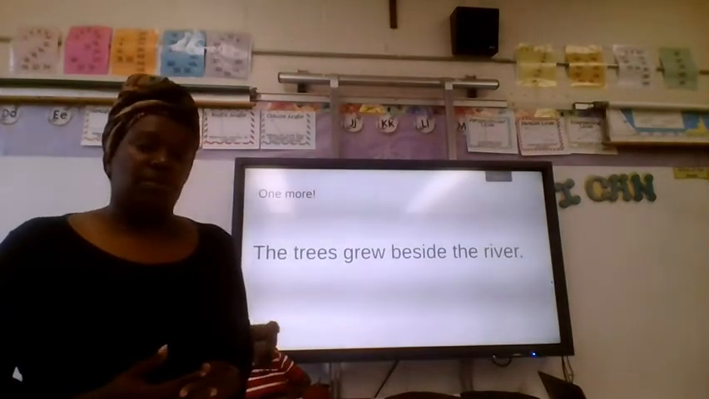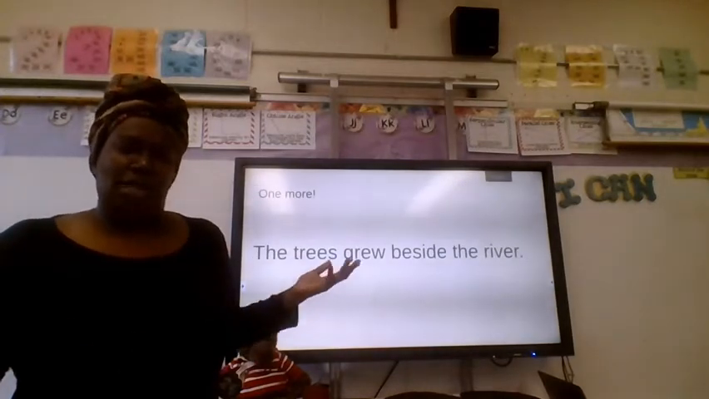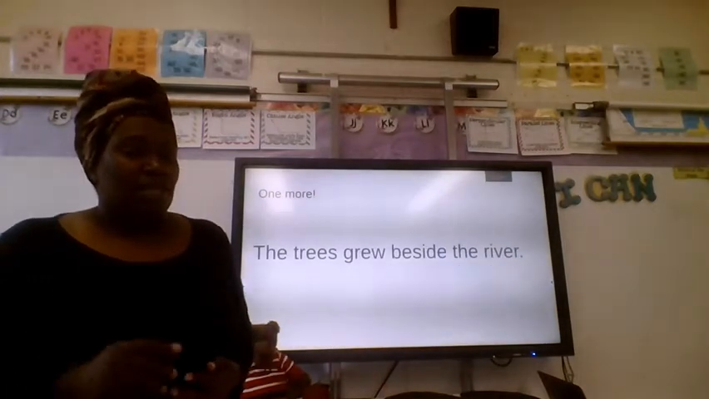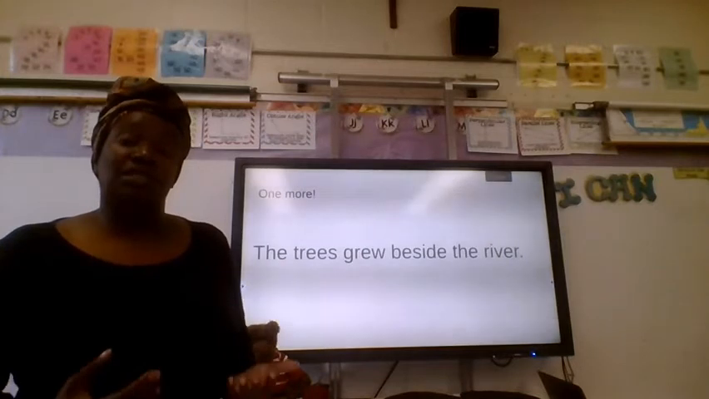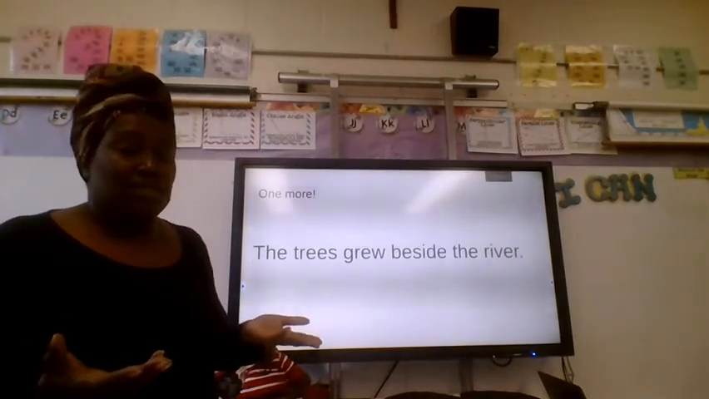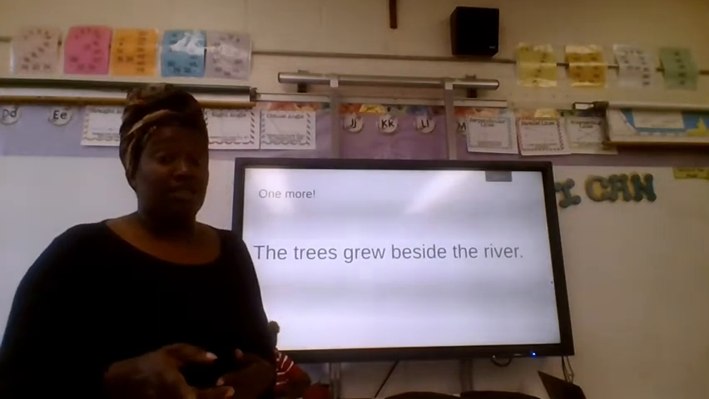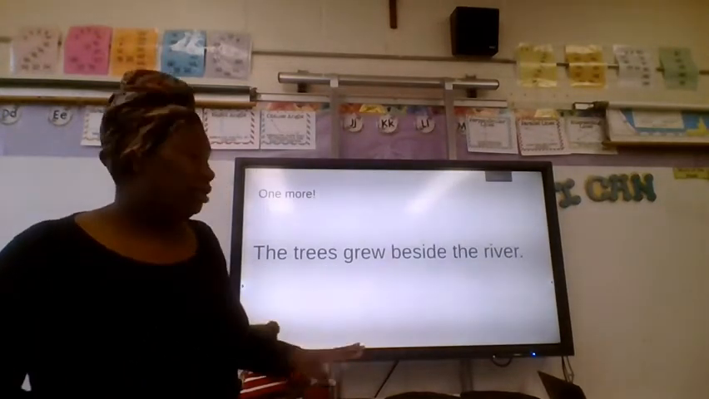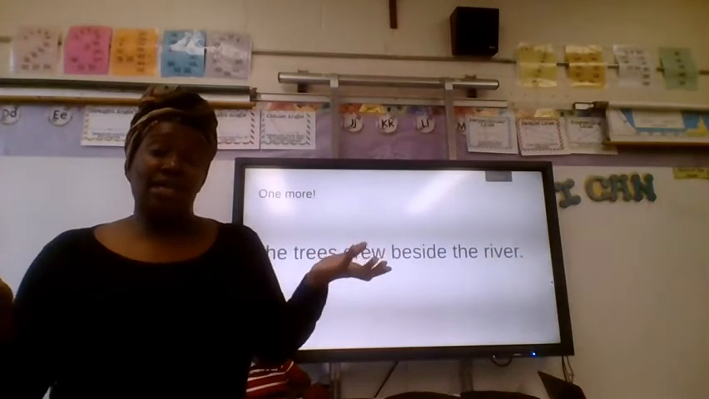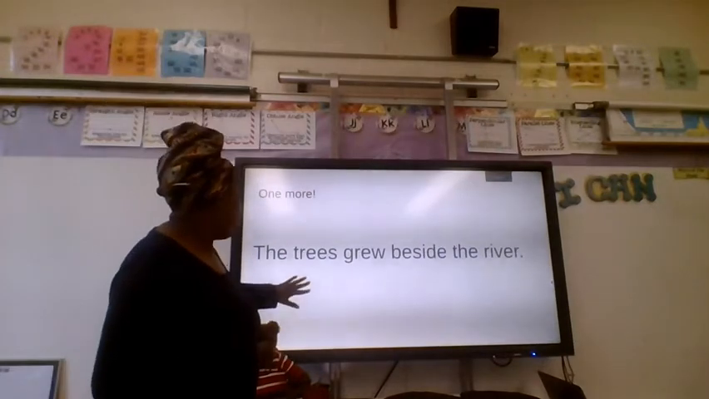Let's look at this one. Did you notice there's more words? Does that mean it's automatically something different? I don't think so. I think we're still going to have to pay attention to what the words say. The trees grew beside the river. Who or what is that sentence about? You're right, the trees. What did they do? Grew beside the river. We've got a subject and a predicate. This time we have a complete sentence. Good job.